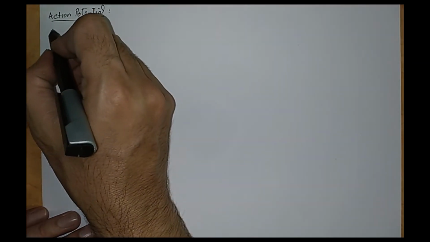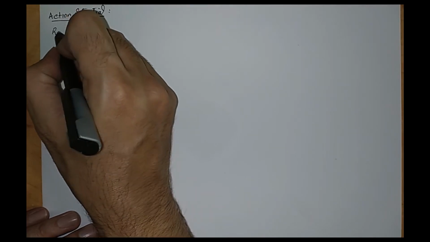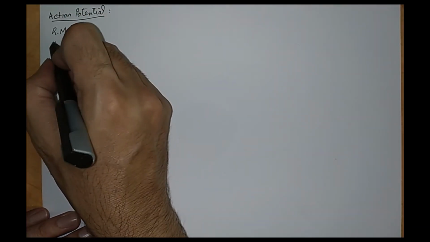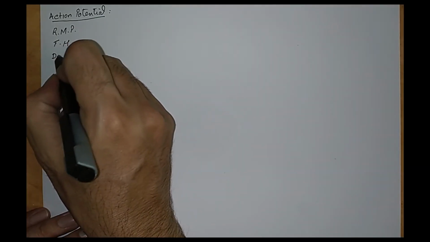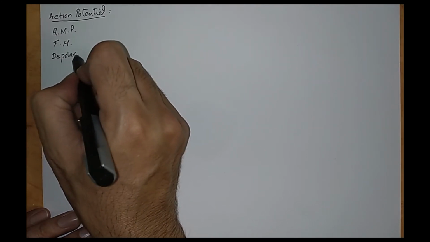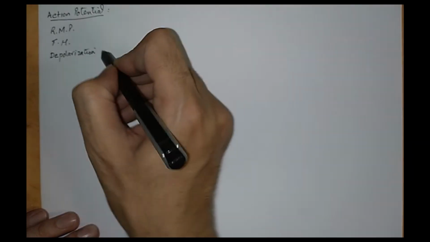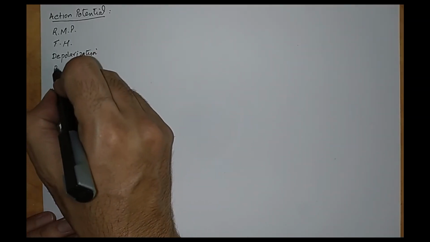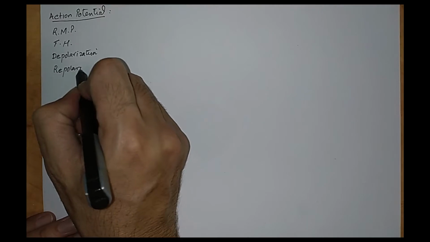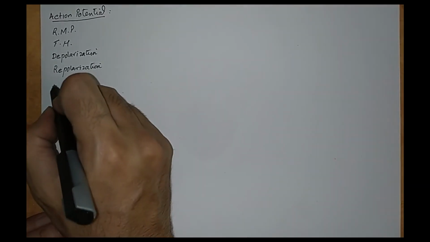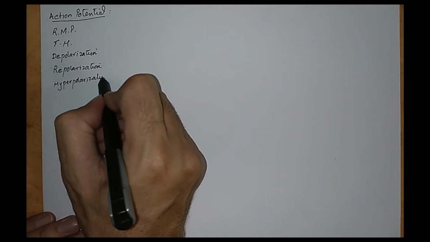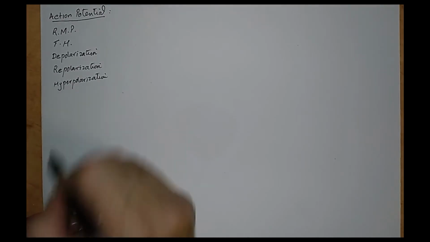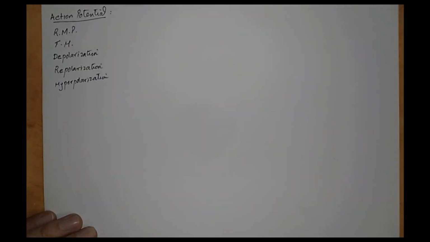The main terminologies involved in the action potential are what we should know: what is the resting membrane potential, what is the threshold membrane potential, what is depolarization of the neuron, what is repolarization, what is hyperpolarization. Right, so these are the main terminologies which are involved with the action potential.